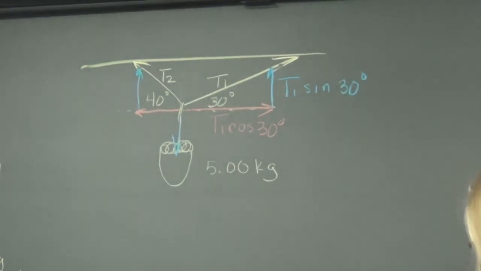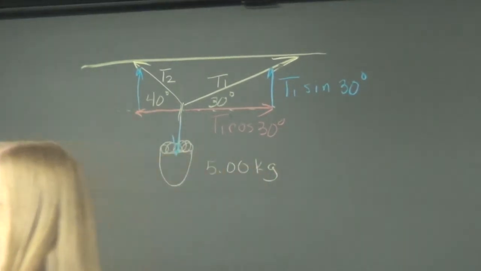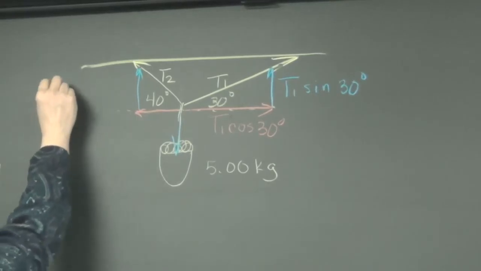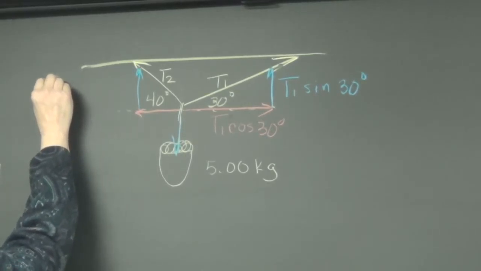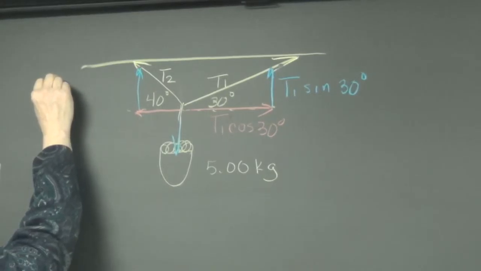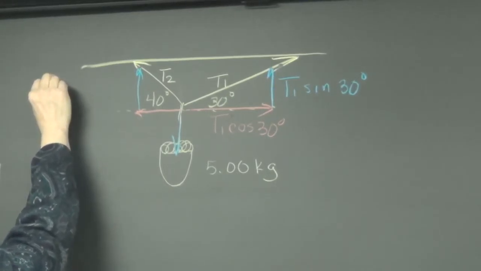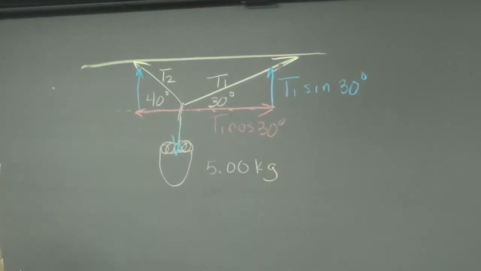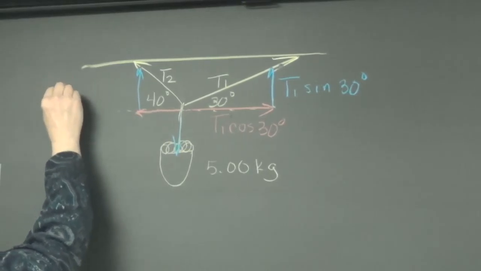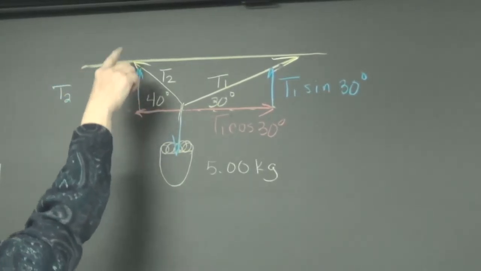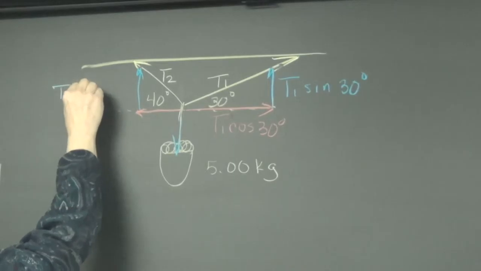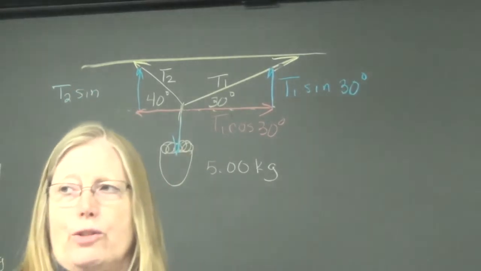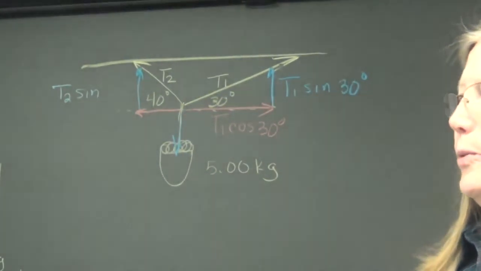Alex, what happened over here? You take the vertical one, and what was its name? It's force T2. And what trig function? Cosine? No, verticals are always sine. Still sine. And the horizontals are always cosine. But we can't use 40, and that's the trick. Do you remember what we used instead of 40?